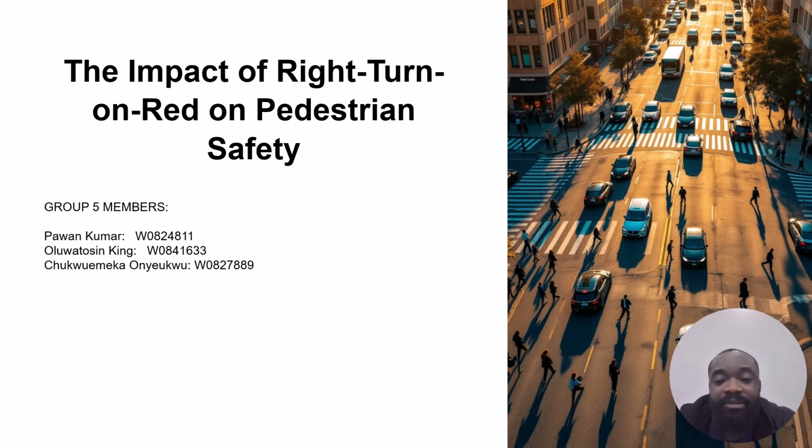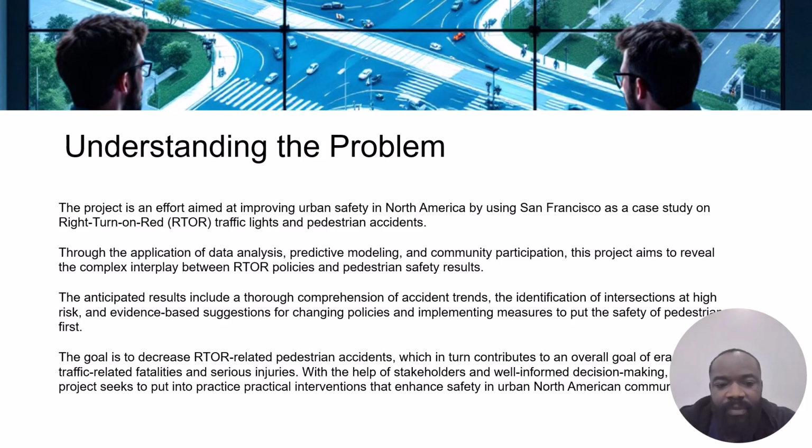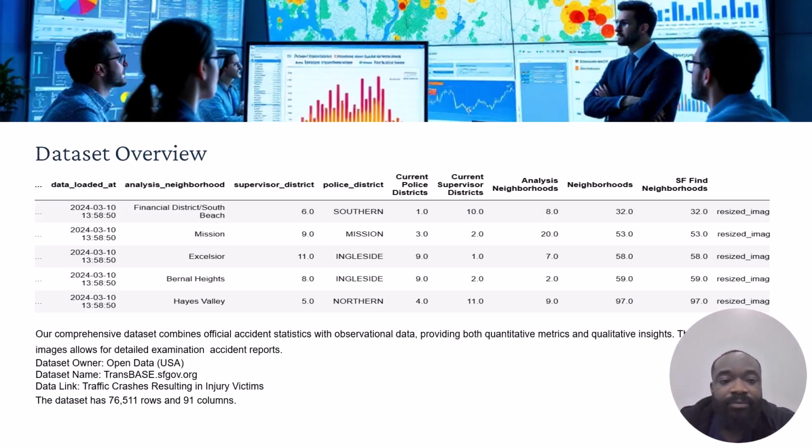I'm representing Group 5 for Capstone Group, and our topic is the impact of right turn on red on pedestrian safety. First of all, we have to understand the problem. The project is aimed at improving urban safety for pedestrians in San Francisco. So we're trying to identify hot areas that are prone to right turn on red accidents.